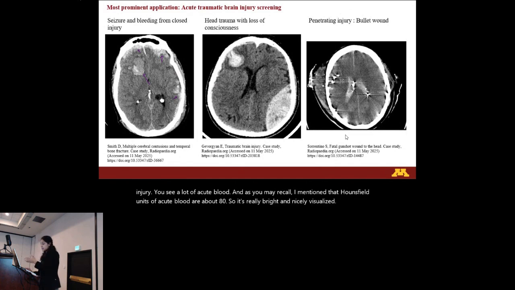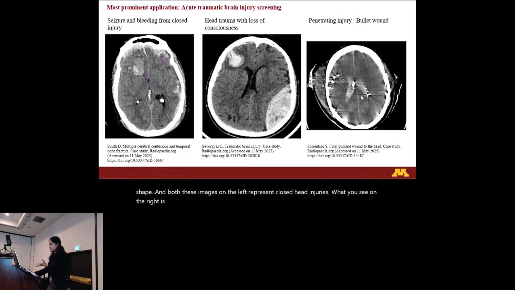And then in the middle, you see a patient with head trauma who had a loss of consciousness. You also see an epidural hematoma, which is lenticular or biconvex in shape. And both these images on the left represent closed head injuries. What you see on the right is how your CT scan looks when you have a penetrating head injury with a bullet wound. You see fragments of bullets in the brain, and there's also blood.